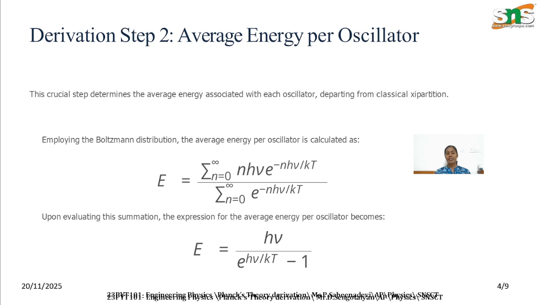This matches the observed radiation curve, with no ultraviolet catastrophe, and gives the correct intensity distribution at all wavelengths. Now, the significance of Planck's theory. Why do we need Planck's theory? It explained black body radiation completely. It introduced the concept of quantization of energy. It laid the foundation for quantum mechanics. It led to developments like the photoelectric effect and atomic models. So these are all the significance of Planck's theory.